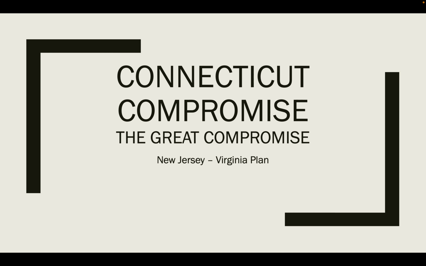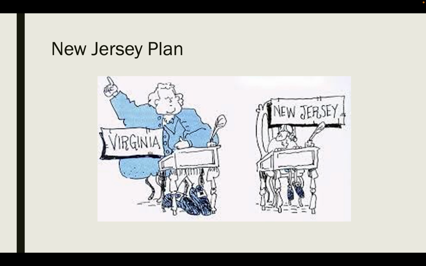Two plans go into making the Connecticut Compromise, the New Jersey Plan and the Virginia Plan. First one we're going to look at is the New Jersey Plan. As you can see by this image here, New Jersey is represented by a smaller gentleman. Virginia is represented by a larger gentleman. So this is large states versus small states.